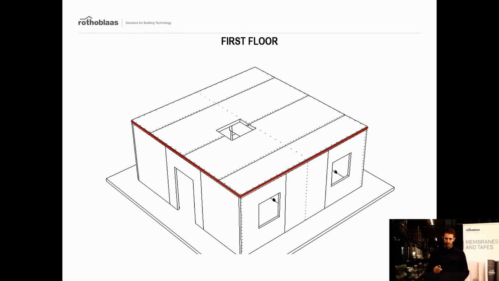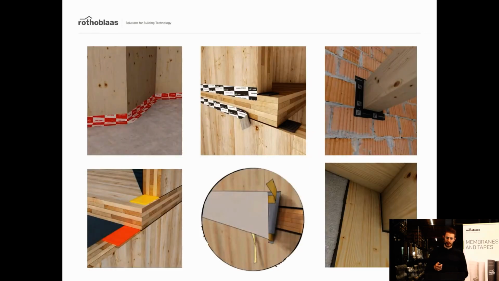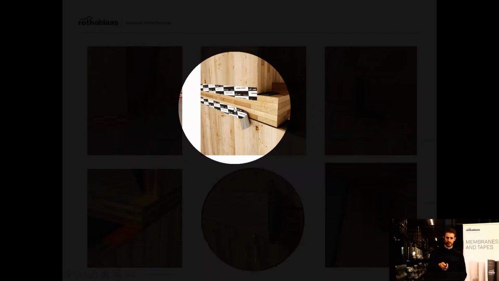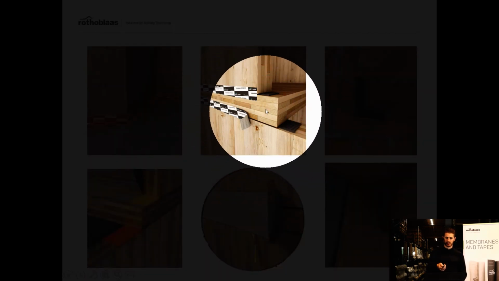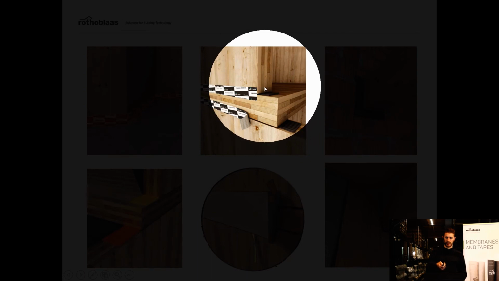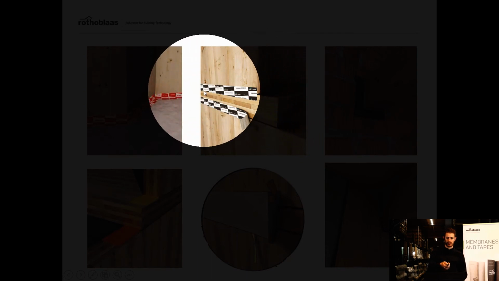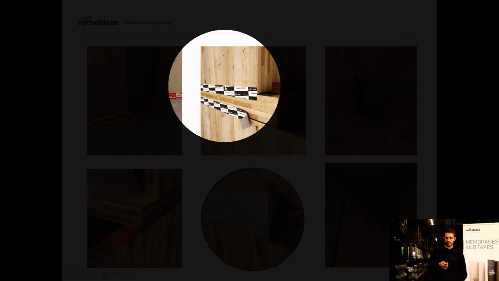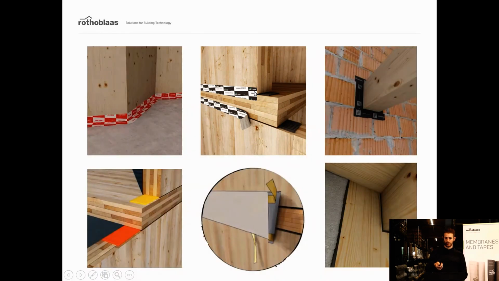So we can continue. Let's talk about the first floor. On the first floor, it is very important to close every single gap. For instance, here we see the 5 layers CLT, so you don't need a membrane, you just have to close out the gaps here with tape.